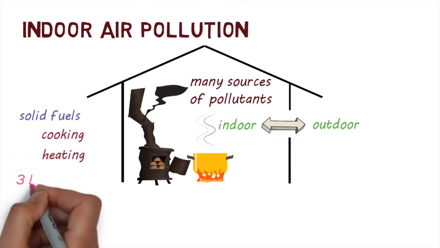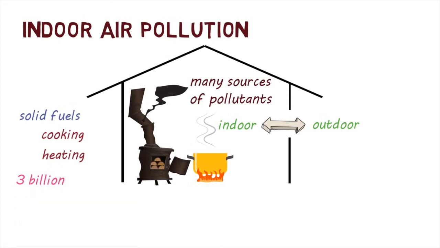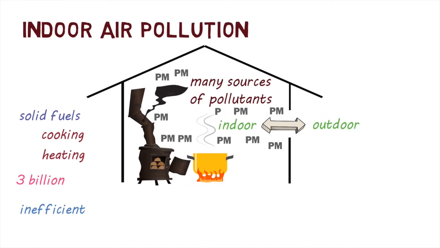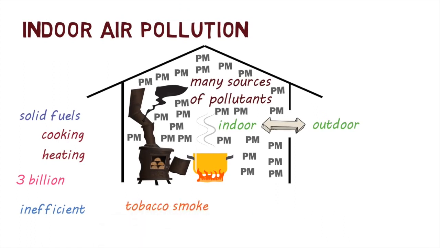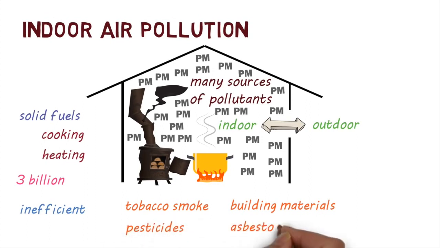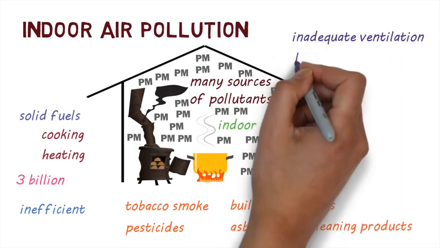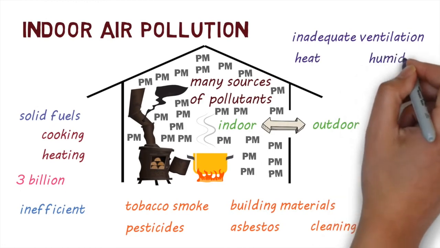Around the world, over 3 billion people use simple stoves or open fires to cook or heat their homes. These methods are inefficient and can lead to the generation of pollutants like particulate matter, which can result in concentrations indoors of up to 100 times more than that of the outdoor air. Other sources include tobacco smoke, chemicals released from building materials, furnishings, and household products, pesticides, asbestos-containing insulation, and products used for household cleaning. Factors like inadequate ventilation and, in some cases, heat and humidity can worsen indoor air pollution.